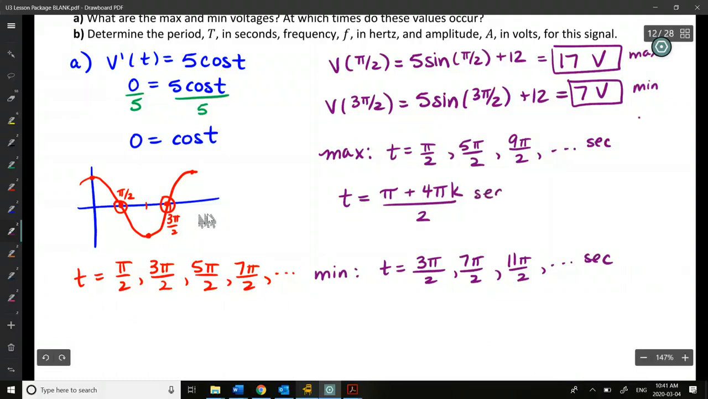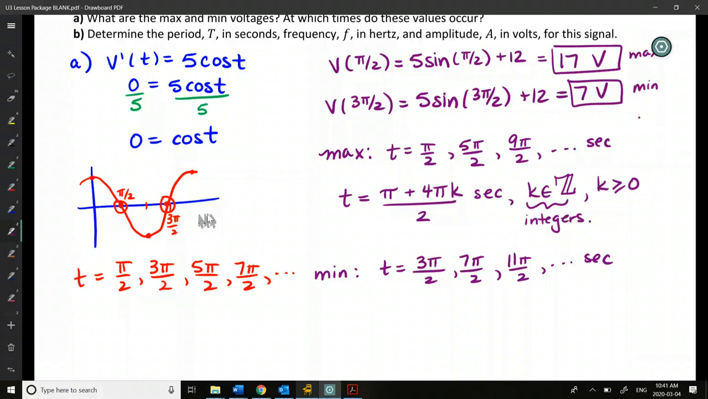So this is in seconds, where k is an integer value, so we're going to say k is from the set of integers, and k is greater than or equal to 0, because of course time cannot be negative. So this is from the set of integers, which basically means whole number values. So it can be negative, positive, or 0, but it's not decimals, so it's just whole numbers.